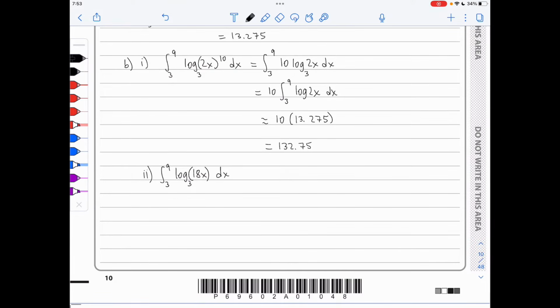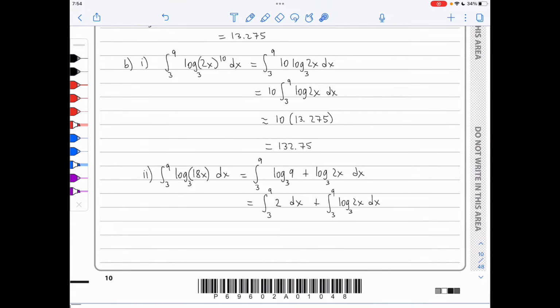In II, we've got the integral from 3 to 9 of log of 18x dx base 3. So I will write log of 18x as log of 9 base 3 plus log of 2x base 3. We know that if I've got log of 9 plus log of 2x, then that's the log of 18x. So essentially I have split 18x as 9 times 2x. The limits are 3 and 9. Well, the log of 9 base 3 is simply 2, and I split the integral from 3 to 9 of 2 plus the integral of log 2x base 3 from 3 to 9.